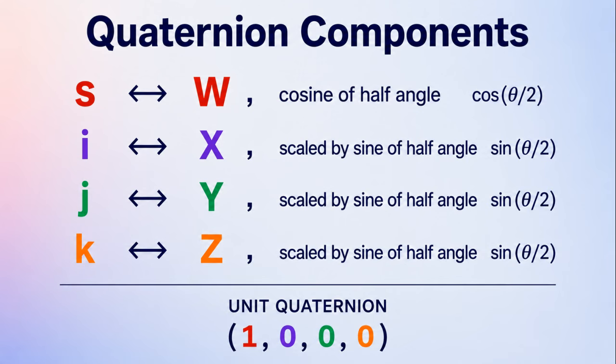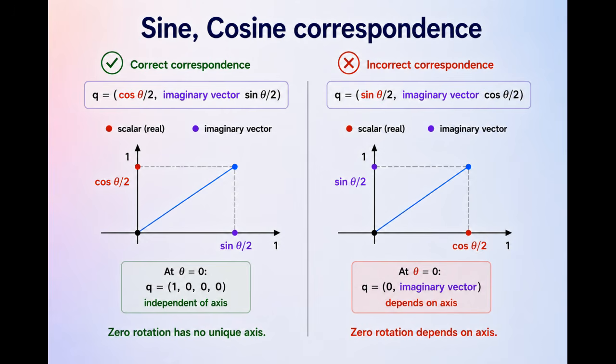The sine-cosine correspondence derives directly from the basic complex number pair. If the scalar part used the sine and the vector part used the cosine, the identity quaternion would no longer be 1, 0, 0, 0. Instead, zero rotation would depend on the choice of rotation axis, which is nonsensical because a zero rotation has no unique axis.